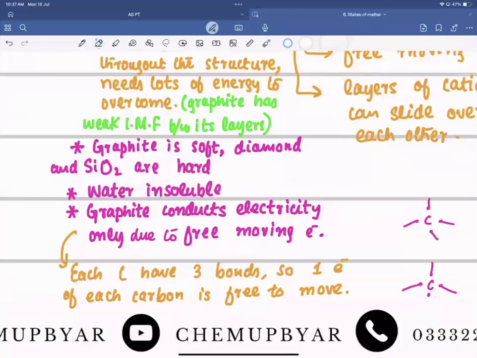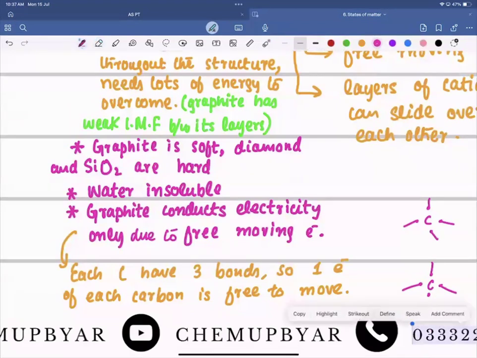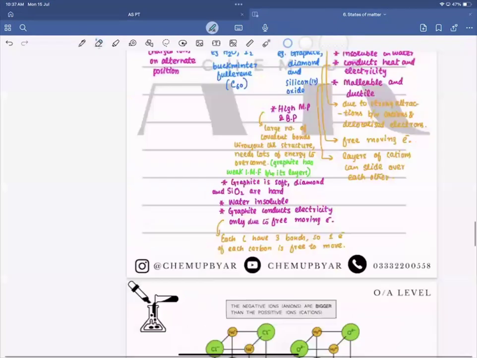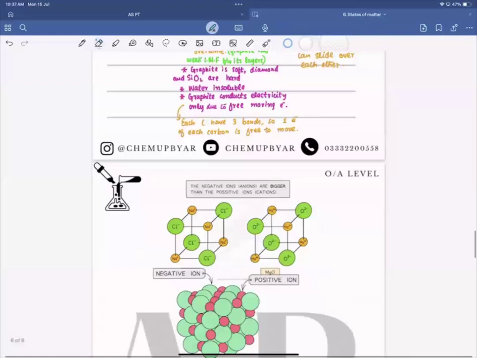This one free electron from each carbon atom can move freely on the whole layer, which makes it a conductor of electricity. Is this understandable? Yes, sir. This is for diamond and this is for graphite. So graphite has 1 free electron. Any confusion so far? No, sir.